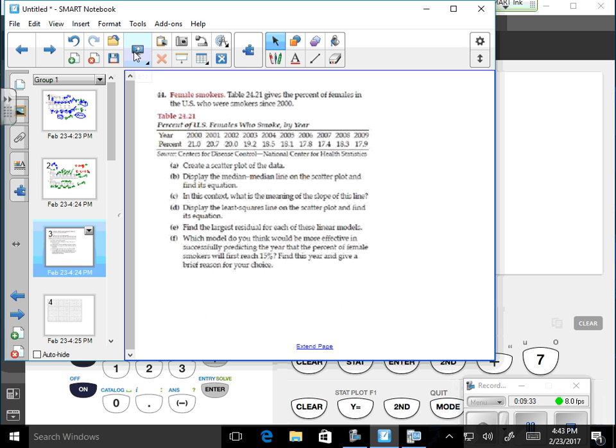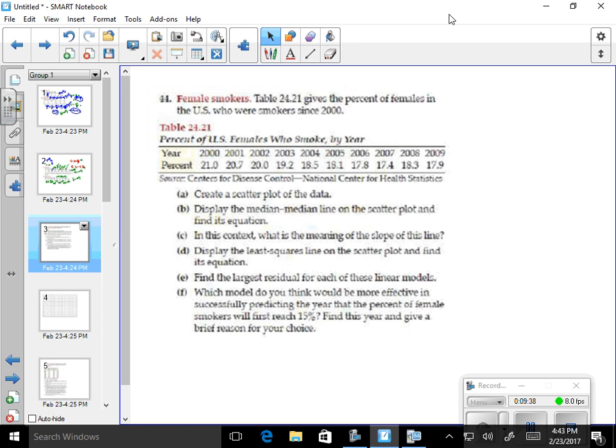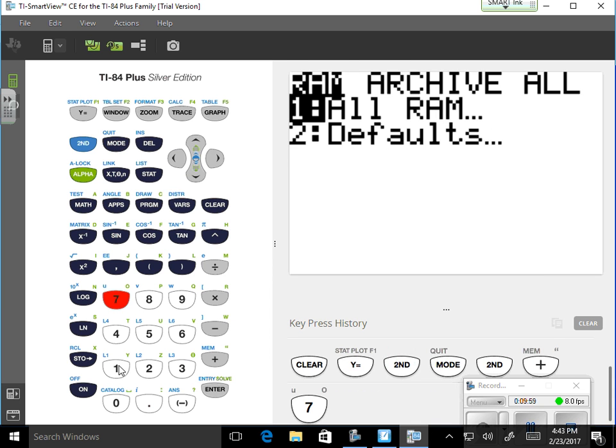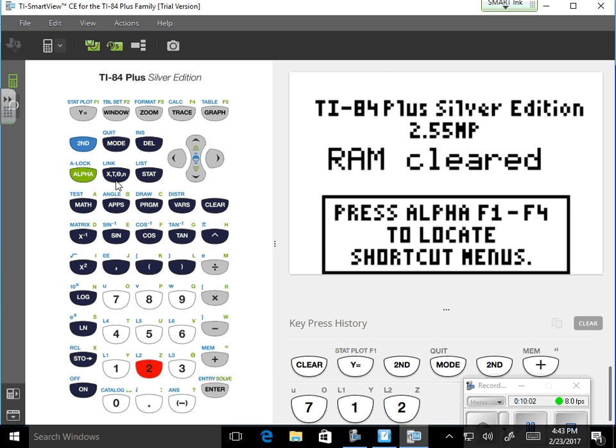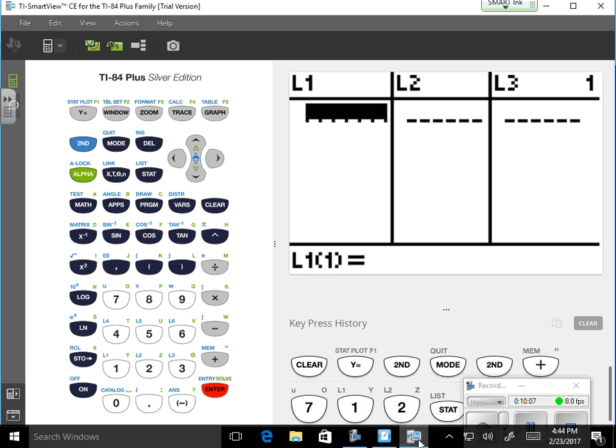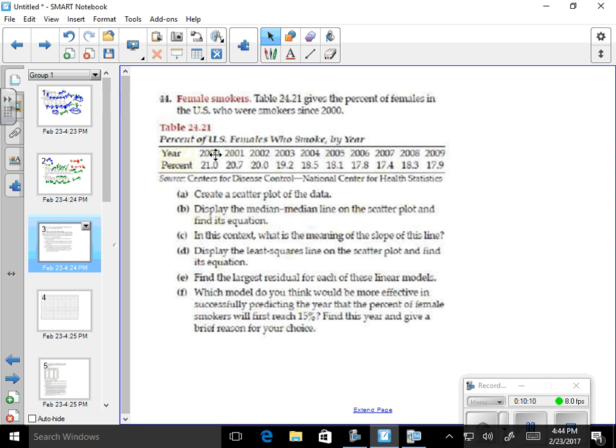As we start section 24, we need to create a scatter plot for this data first. Well, first let's put it on the calculator. First thing we do is clear all prior, do a fresh start. Second plus 7, 1, 2. Then we'll go to Stat, Edit, and we'll put our information in. We've got years from 2001 through 2009.